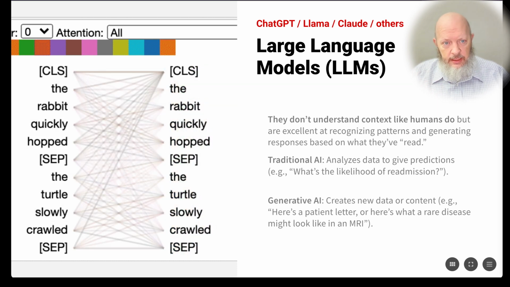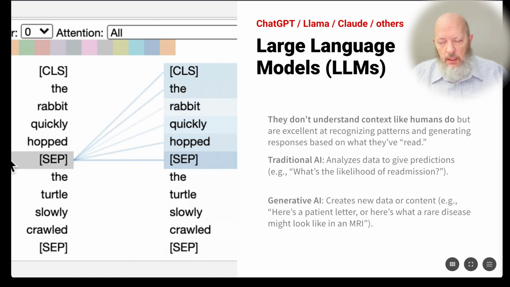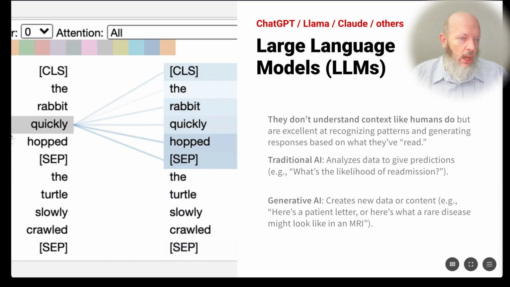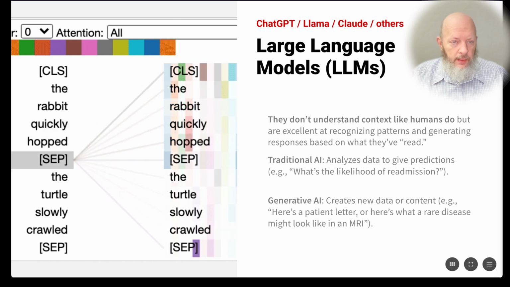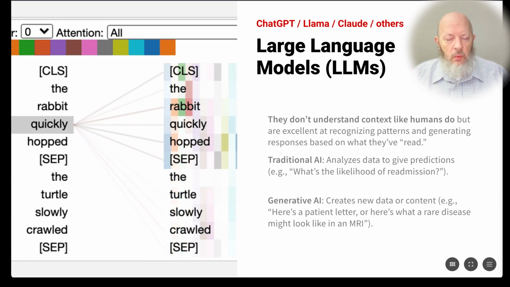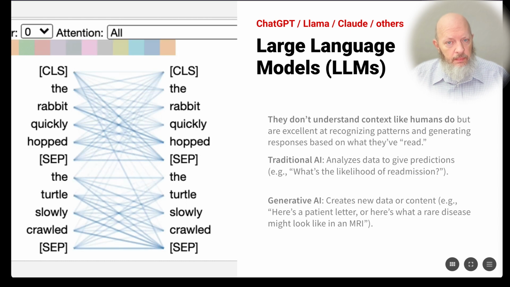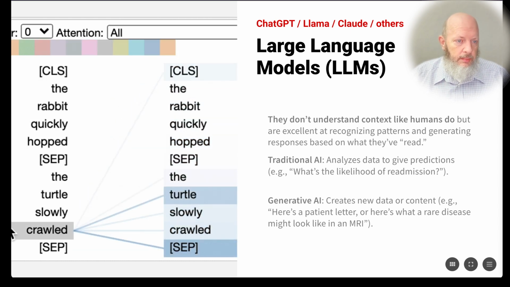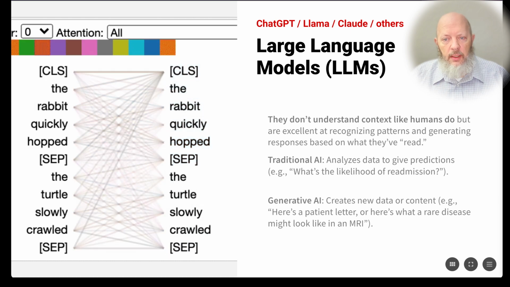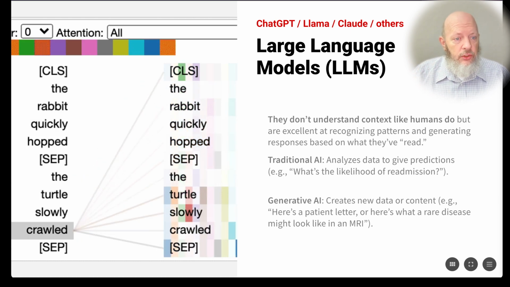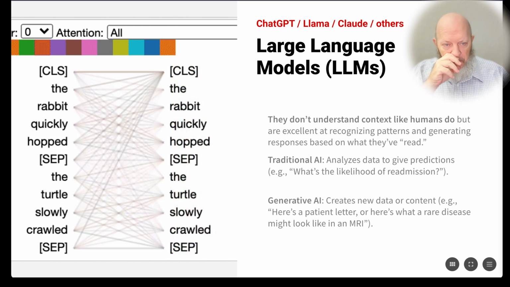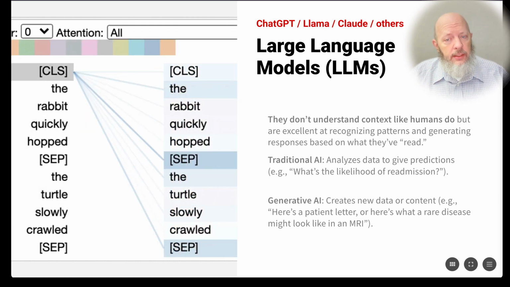If I give a sentence to a computer, the rabbit quickly hopped, the turtle slowly crawled, and I said, hey, count the number of words. All words are the same. They're all equal to a computer. If I start doing a lot of traditional language tools, all the words would be the same. And we know that's not true in English.